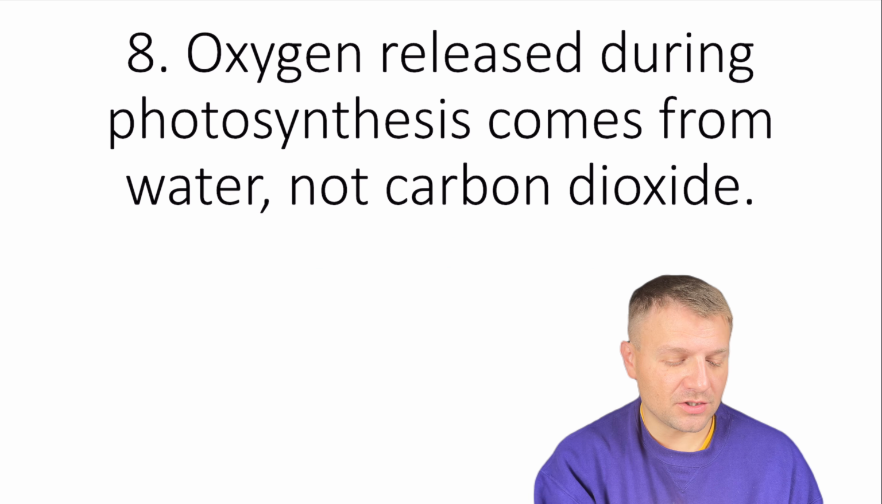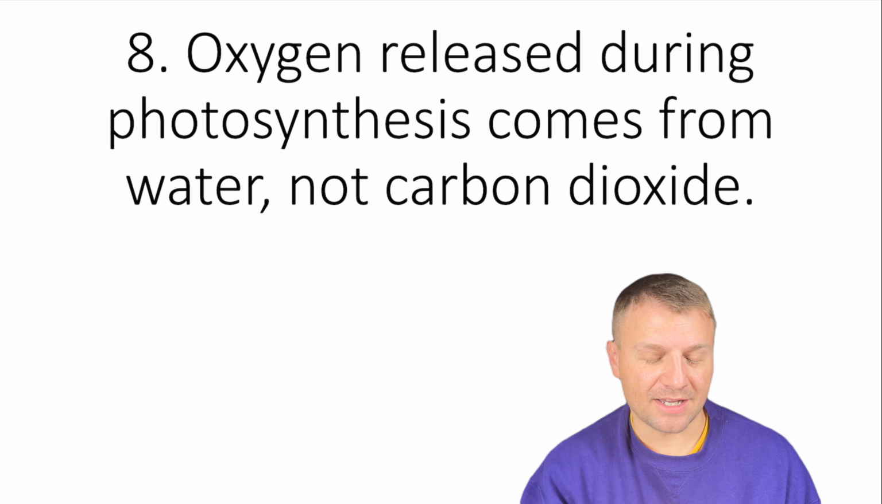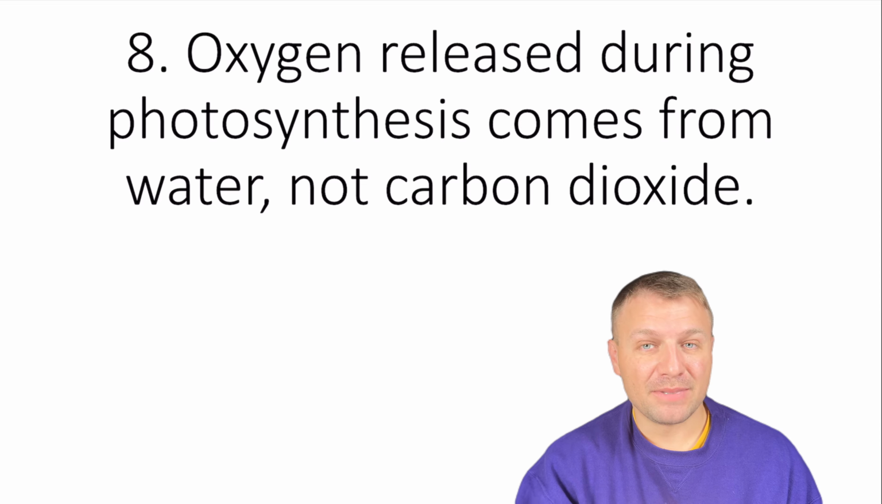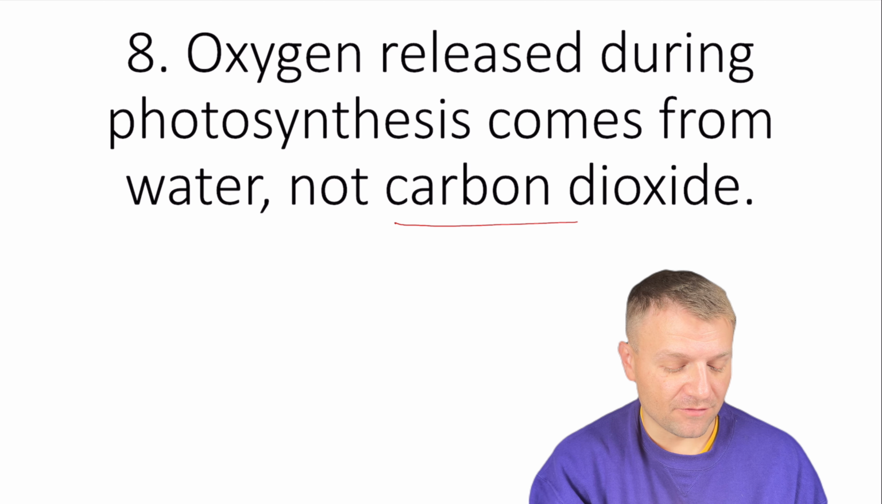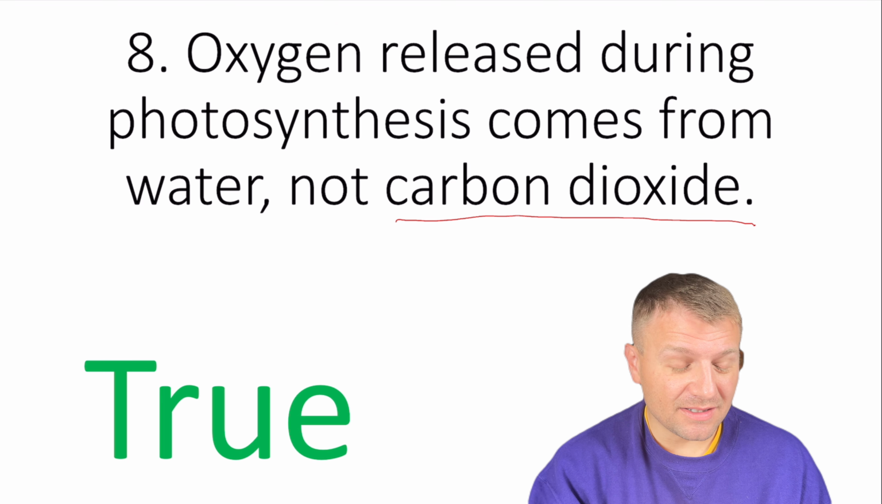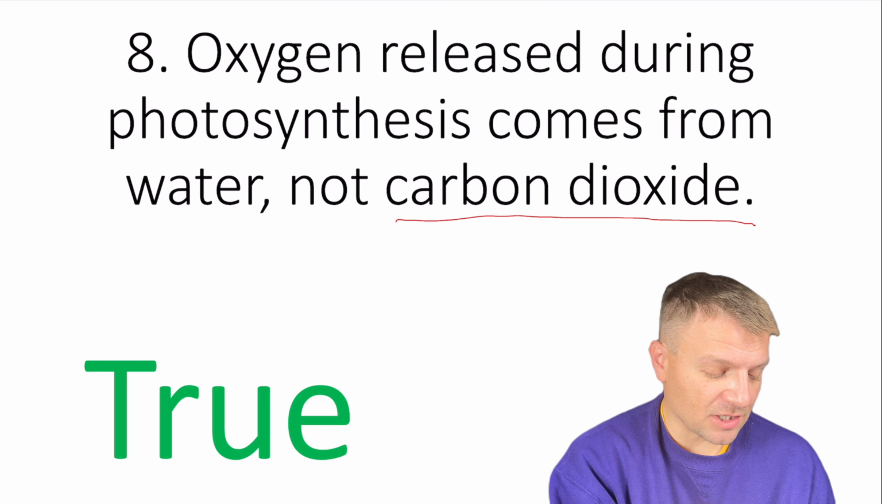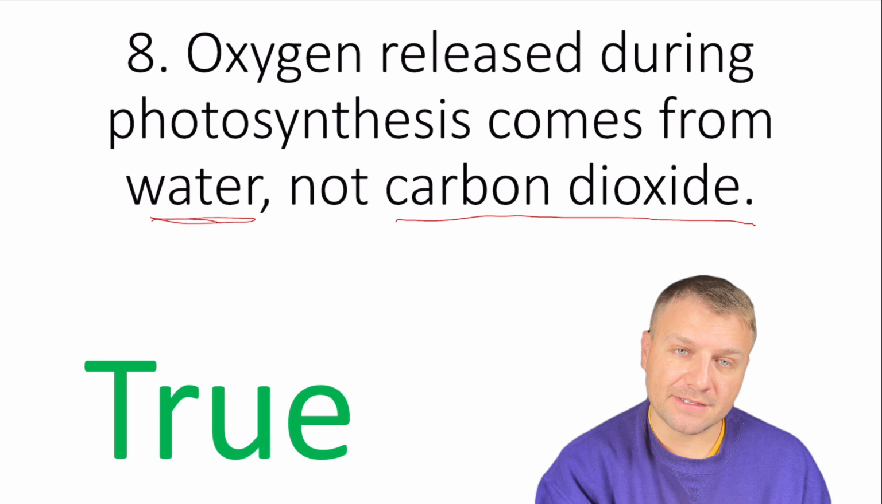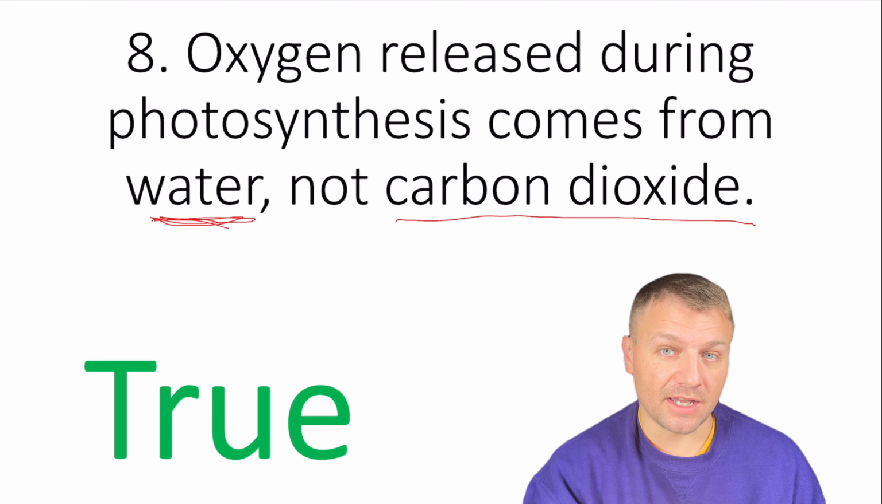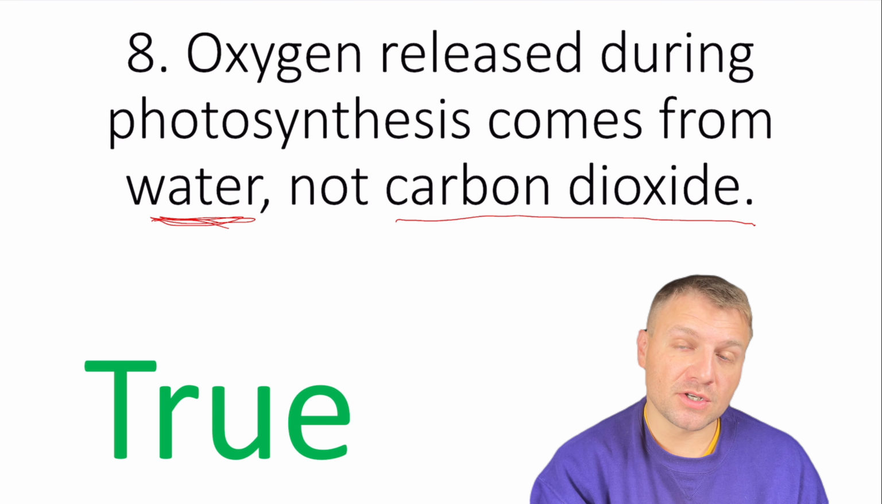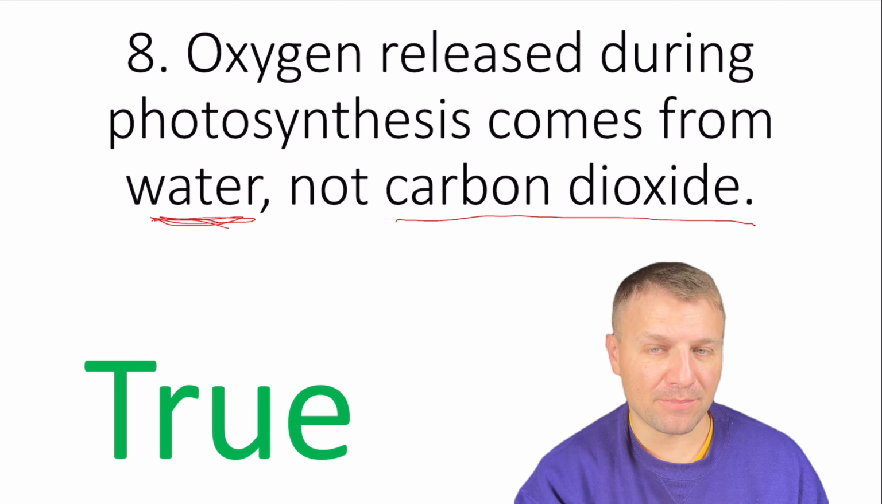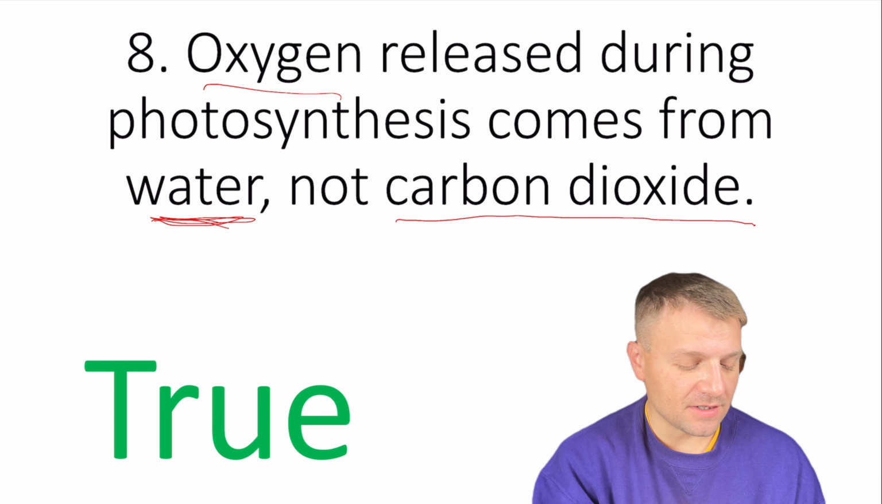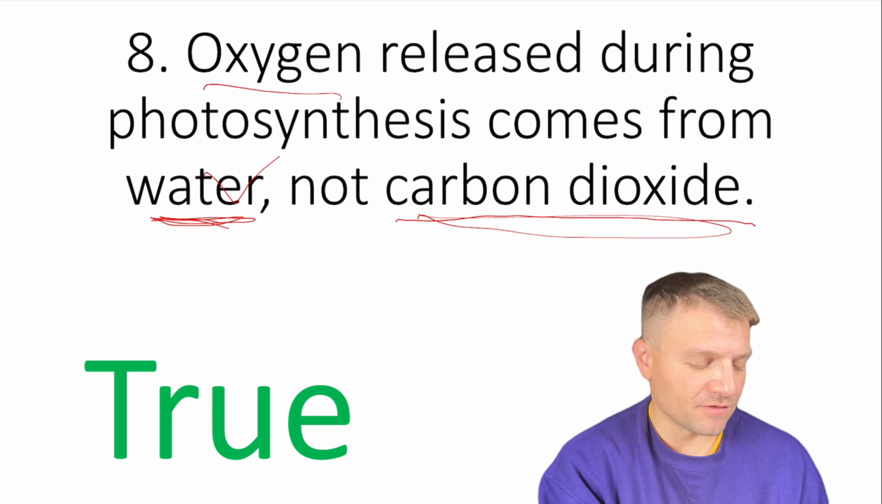Number 8, oxygen released during photosynthesis comes from water, not carbon dioxide. This is a tricky question because most people think that the oxygen is from carbon dioxide, but it's not from the carbon dioxide, it's actually from the water that we talked about in our last statement. Water breaking down at photosystem 2 is going to donate its electrons to photosystem 2, but it's also going to produce oxygen as a byproduct. So again, the oxygen doesn't come from carbon dioxide, it comes from water.